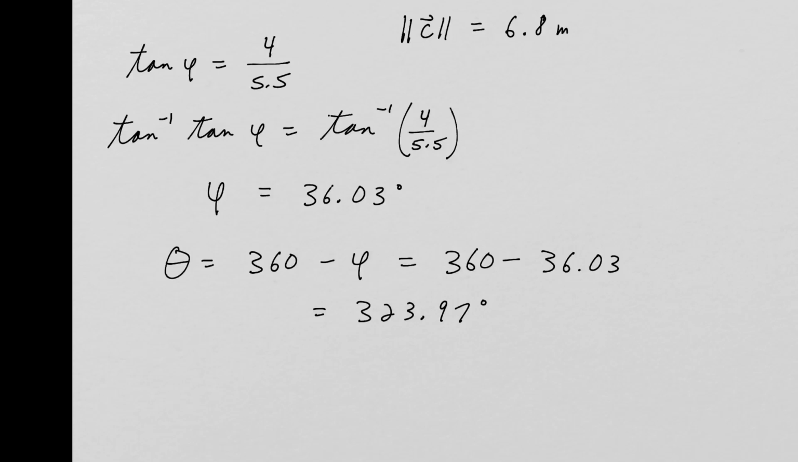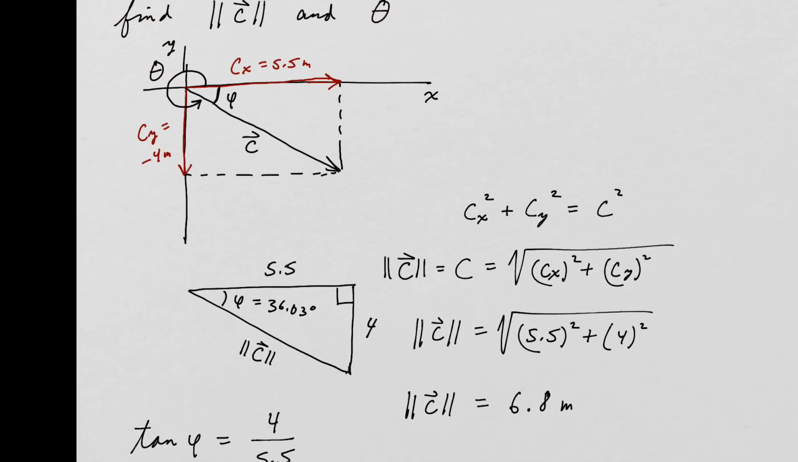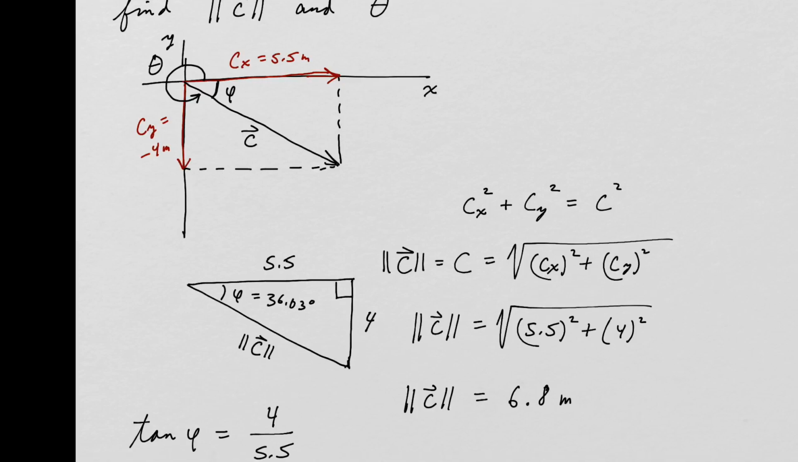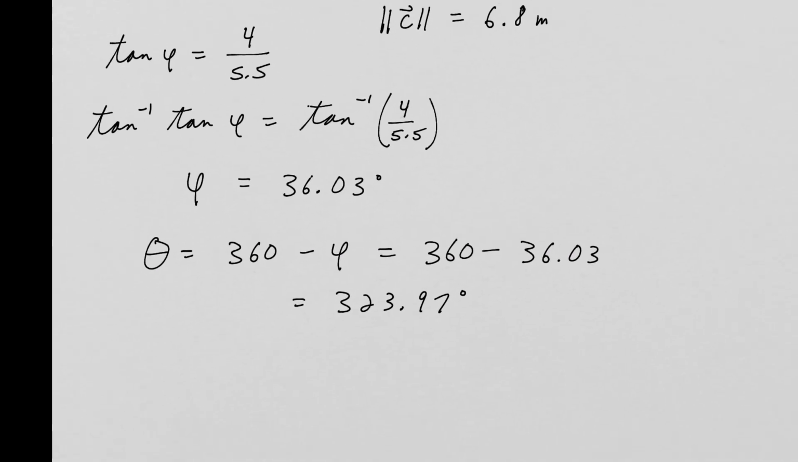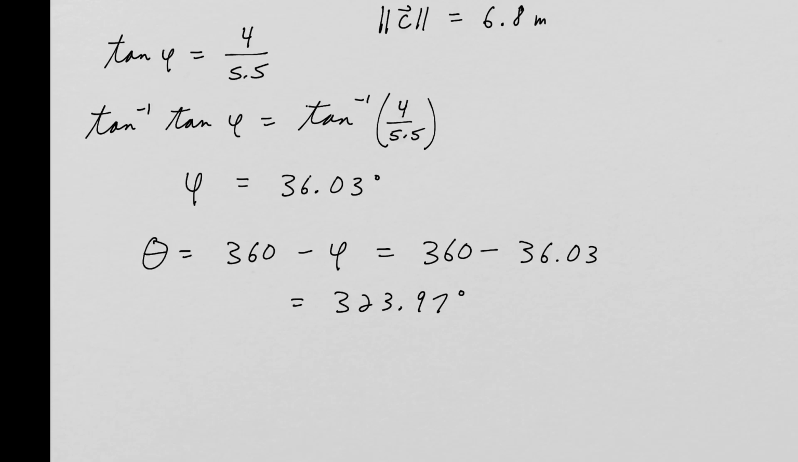Often questions will ask you to give the final angle measured from the positive x-axis counterclockwise. The other way you could do this, if you didn't want to find theta, is to just use phi, but then you have to give a little more information to say that it's in the fourth quadrant. You could say the direction.